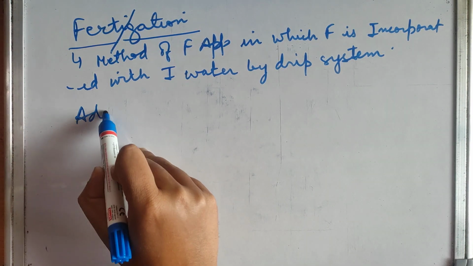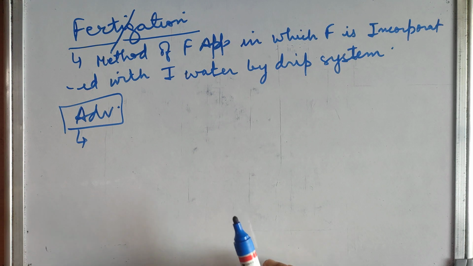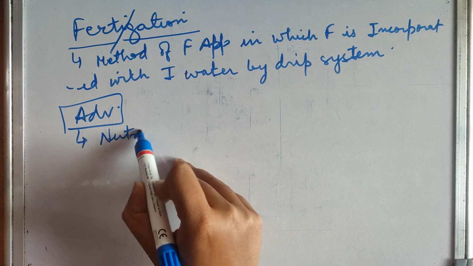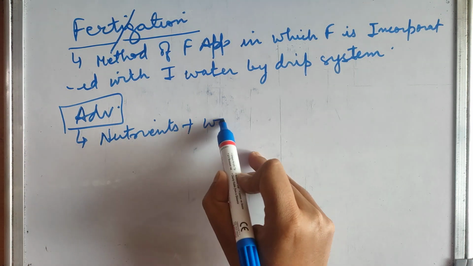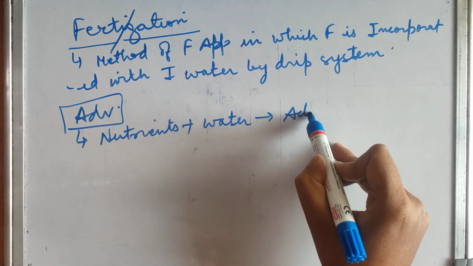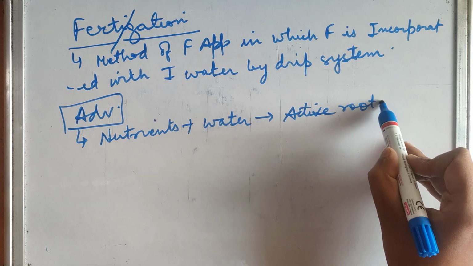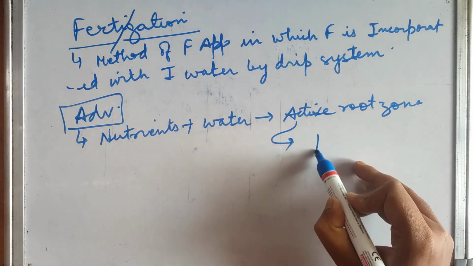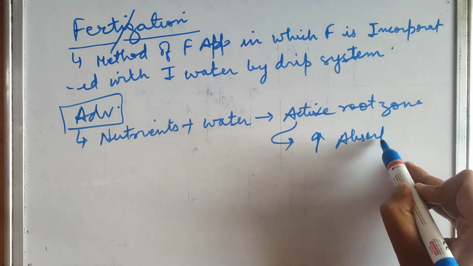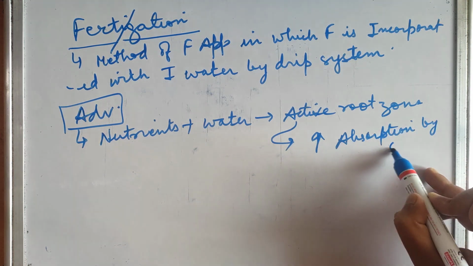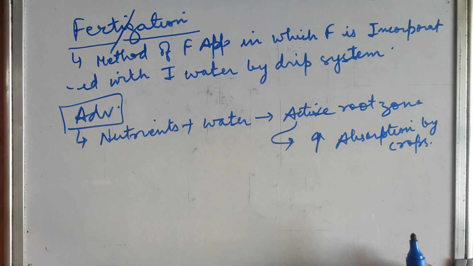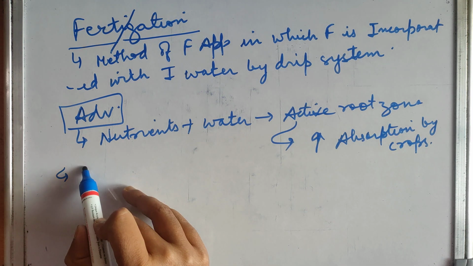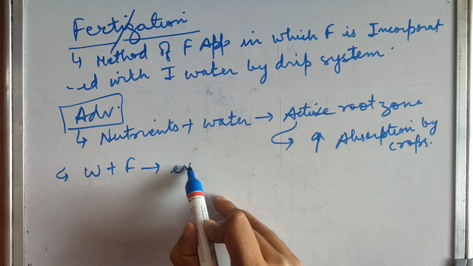Now what are the advantages of fertigation? Nutrients and water are supplied near the active root zone through fertigation, which results in greater absorption by crops, as water plus fertilizer are supplied evenly to all crops.